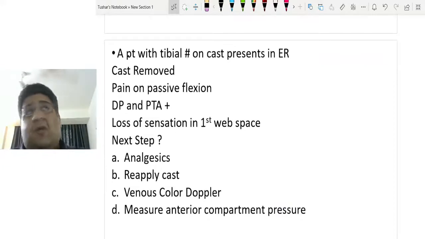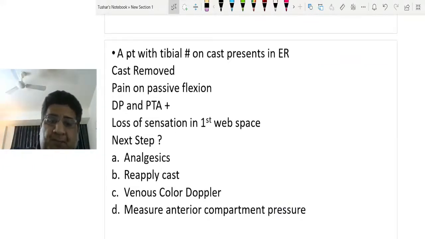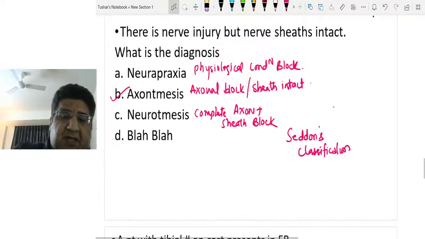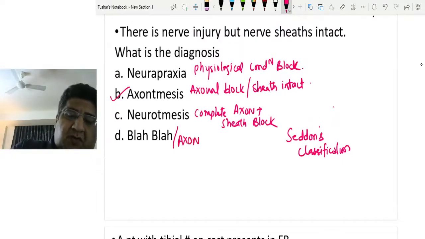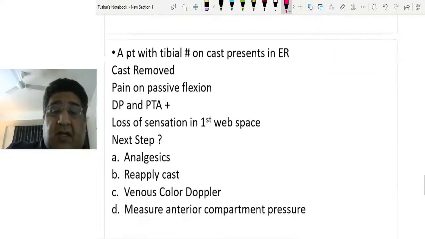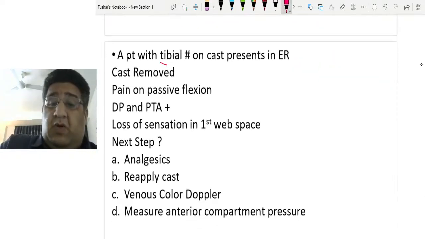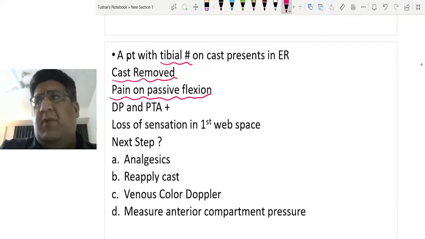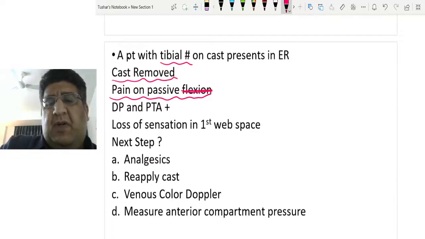Now, compartment syndrome, a topic which is asked almost every alternate time. A patient with tibial cast presents in emergency room. ठीक है जी, cast removed, wonderful. Pain on passive flexion. Yeah, somebody mentioned that this option was axonpraxia. बड़ा अच्छा लगा मुझे सुन के axonpraxia. Anyhow, so tibial fracture, cast removed, over, wonderful. Pain on passive flexion. Don't you remember this? Actually, it should have been pain on passive extension, not flexion.